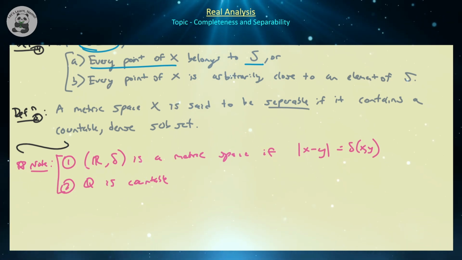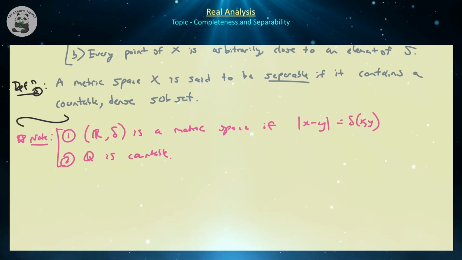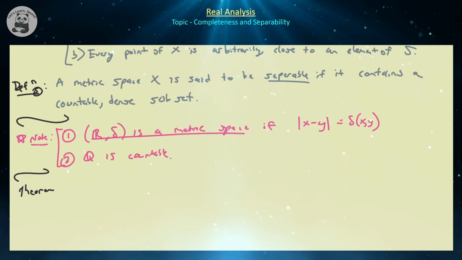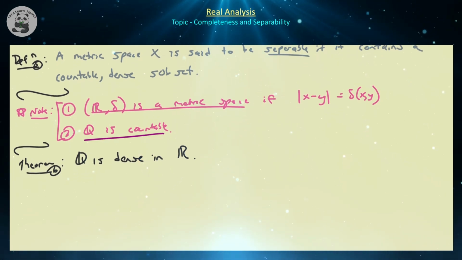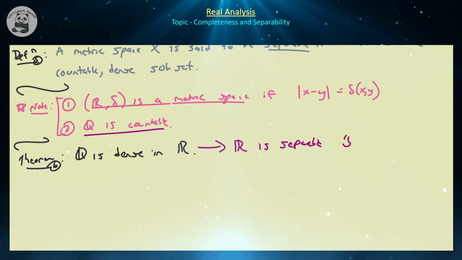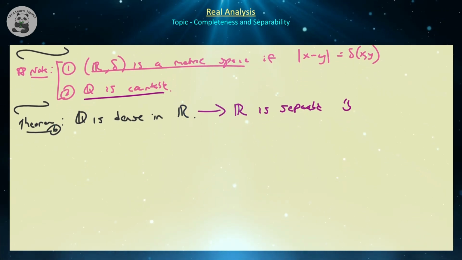Q is countable. So we have a countable set, and we have a metric space R with the usual metric. So the theorem that I want to close out with today is the following. Let's call this theorem 6. Q is dense in R. And if Q is dense in R, since Q is countable, that would imply that R is separable. So R is a separable space where Q is a countable dense subset of R.